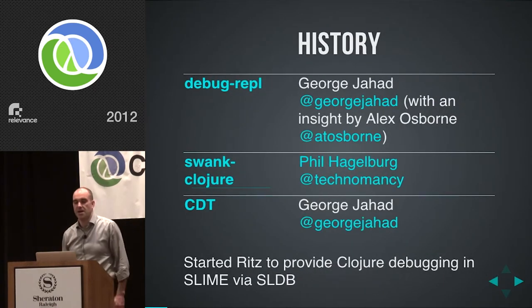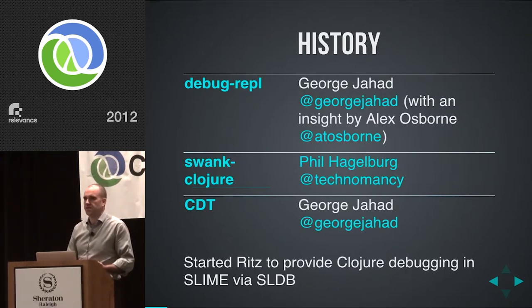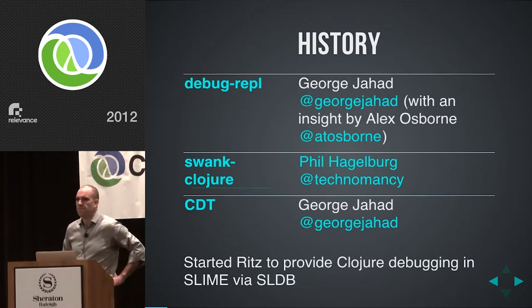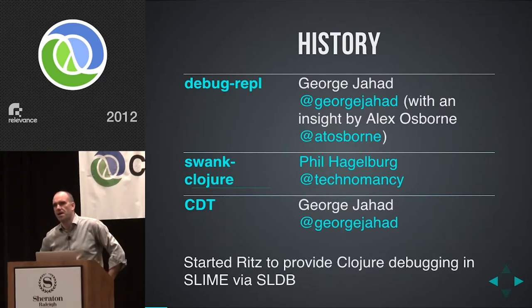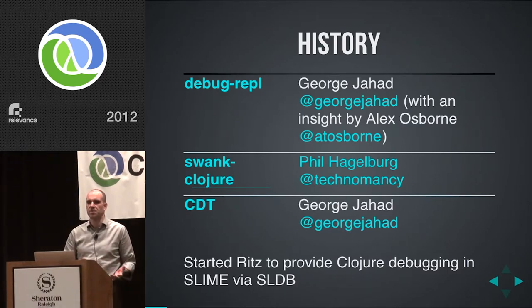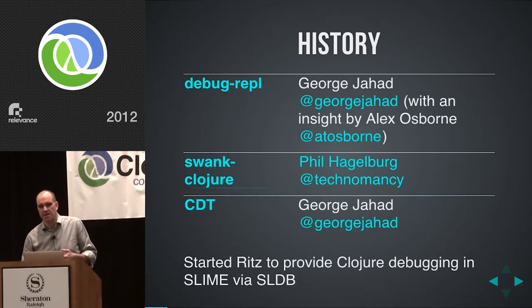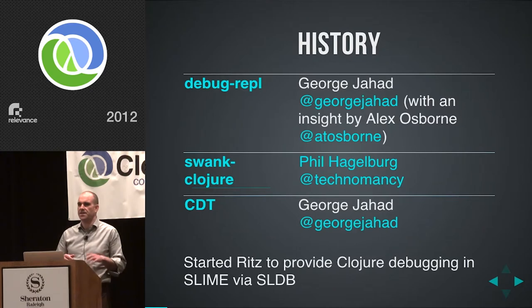So a bit of a history. George Jihad really started the ball rolling with debugging in Clojure. He wrote a library called debugger.el, which was based on the realization that you could put a form, a macro, into your code, and use the internal Clojure environment to set up an evaluation environment where you could enter arbitrary expressions and evaluate an expression with the local context. And that led to the env pseudo argument to macros being introduced to Clojure.